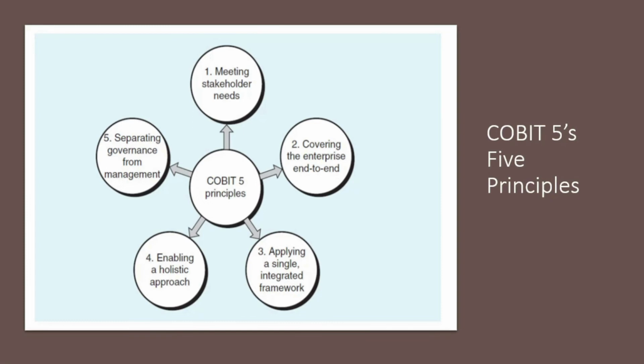COBIT 5 follows five principles. First, it must meet stakeholder needs. Second, it should cover the enterprise end-to-end. Third, apply a single integrated framework. Fourth, there should be a holistic approach to IT. Fifth is separating governance from management.